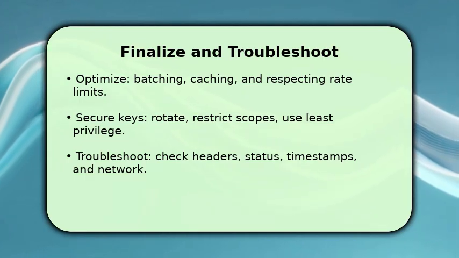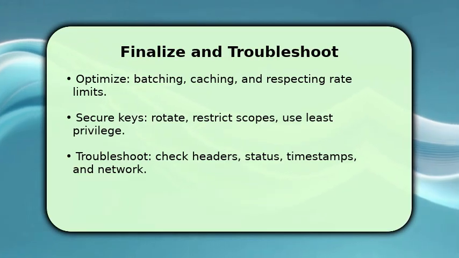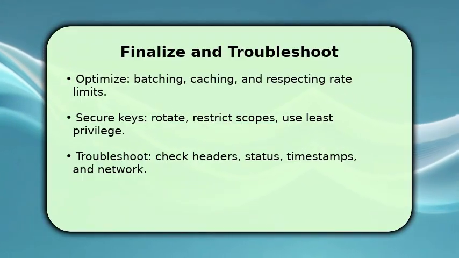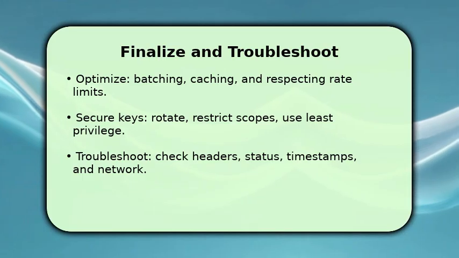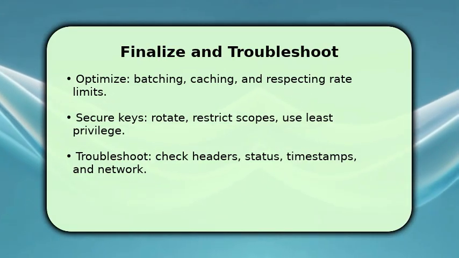If things go wrong, first inspect status codes and response headers, then verify timestamps and network connectivity. Retry with identical input in a safe test environment. If that fails, isolate by swapping the client tool, Postman or curl, to determine whether the issue is client.